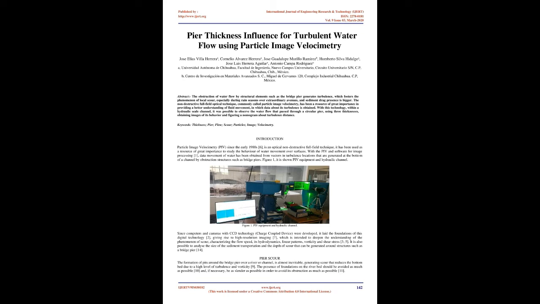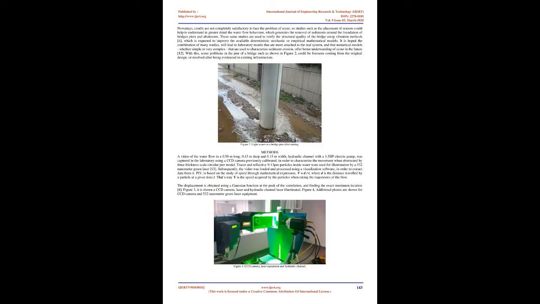Introduction. Particle image velocimetry, PIV, since the early 1986, is an optical non-destructive full-field technique. It has been used as a resource of great importance to study the behavior of water movement over surfaces. With the PIV and software for image processing, data movement of water has been obtained from vectors in turbulence locations that are generated at the bottom of a channel by obstruction structures such as bridge piers. Figure 1, it is shown PIV equipment and hydraulic channel.